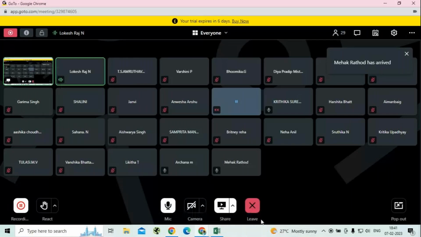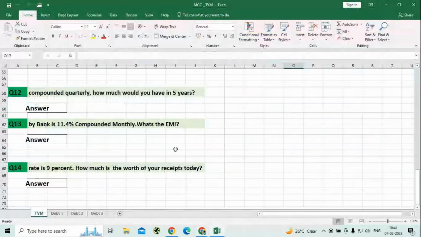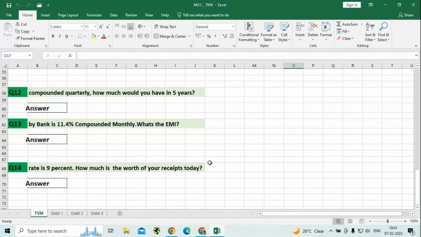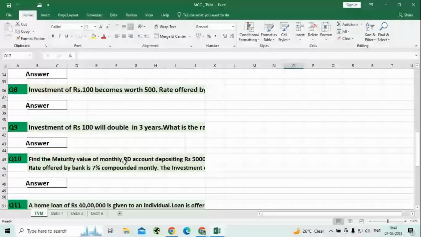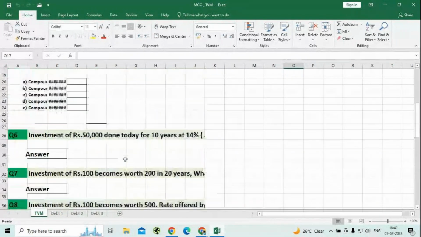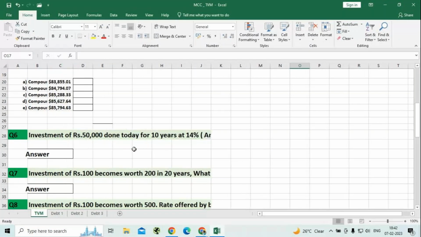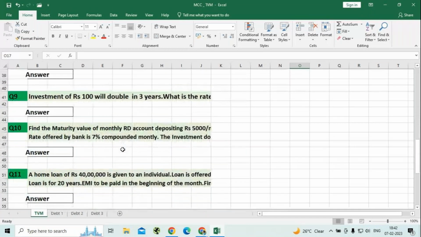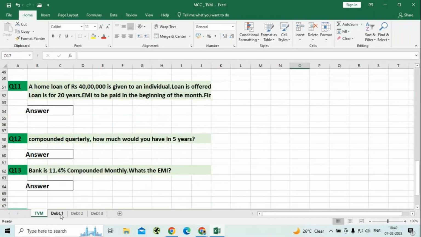Hope everyone is able to see my screen. Yesterday, ma'am shared one document with you people. Have you tried with this? Was it the discussions, whatever was done, whether the questions were on this? Can anyone let me know? Is it the same?